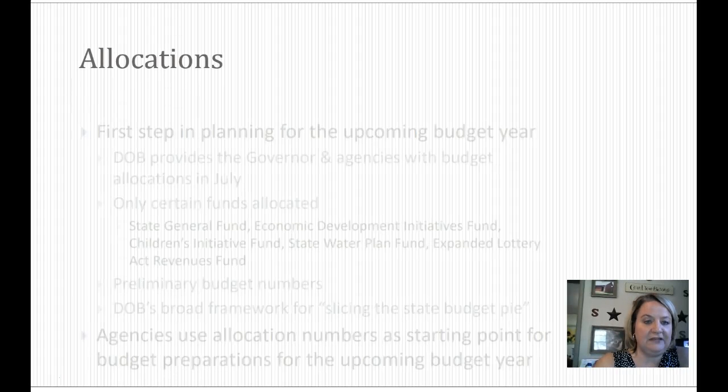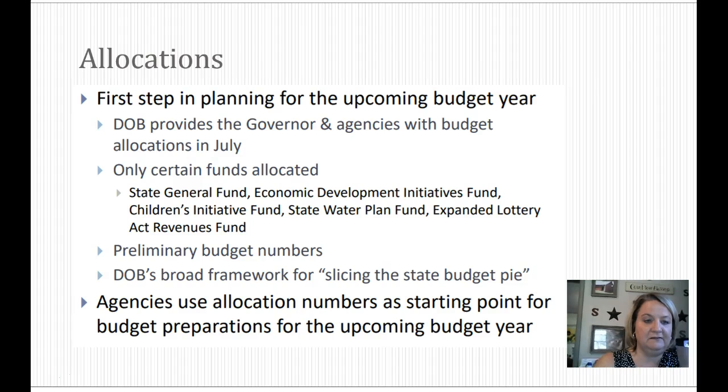So, allocations. This is the first step in planning for the upcoming budget year, and the Department of Budget provides the governor and agencies with budget allocations in July. In July, I received our number, what we had to work with to budget our entire budget. I received those numbers in July and started working. You really work backwards from there. It's like fitting a square peg into a round hole.